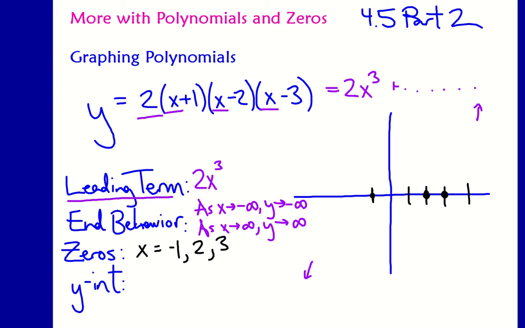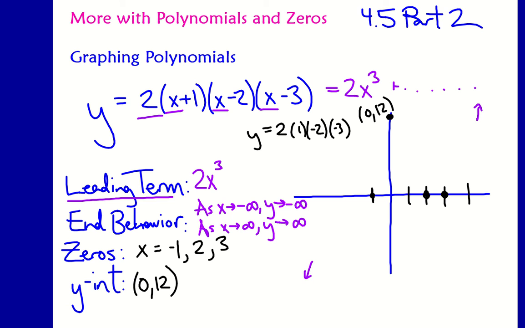For the y-intercept, I would want the constant term, so I can either think about what that expansion would be, or I can go ahead and put in 0 for x. So if I put in 0 for x, I would have y equals 2 times 1 times -2 times -3, which would be y equals 12. So I know that my y-intercept would be up here at 0, 12.